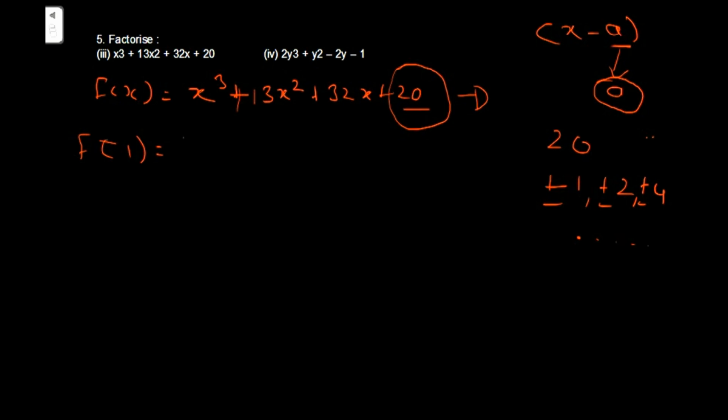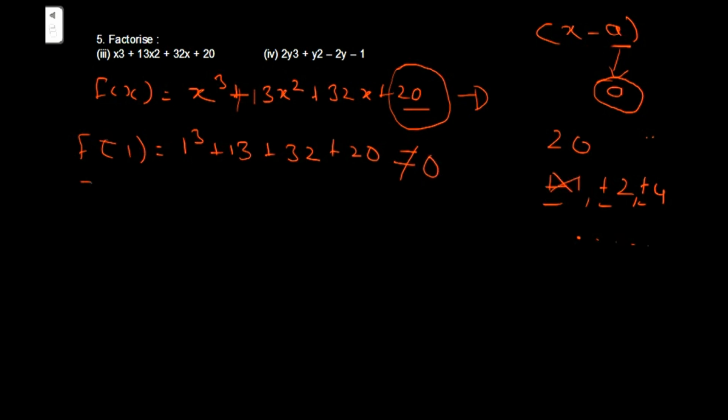F of 1 is equal to 1 cube plus 13 plus 32 plus 20. So all the terms are positive, so that means this is not equal to 0. So we will leave this case f of 1.